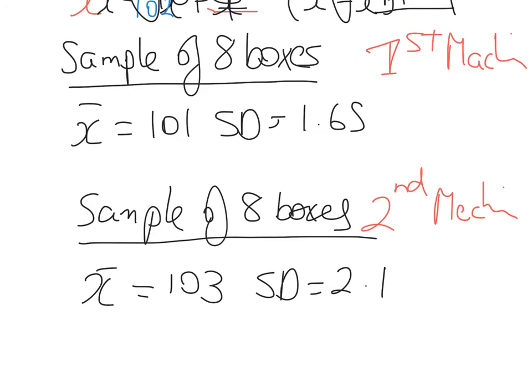Part B of the question then says that another sample of 8 boxes is analysed from a second machine that does the same job, and the mean this time is found to be 103 and the standard deviation 2.1. So what we're looking to do is make 2 valid comparisons. The first comparison is a comparison of the means, and then we'll make a comparison of the standard deviations.